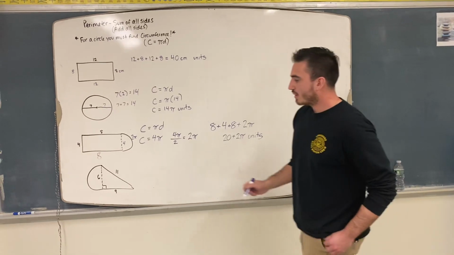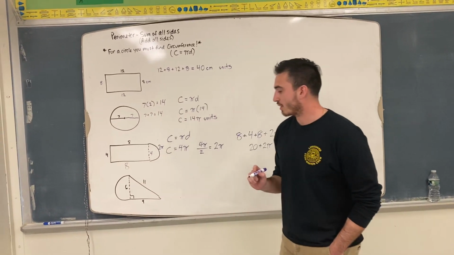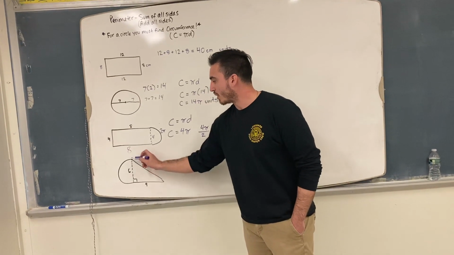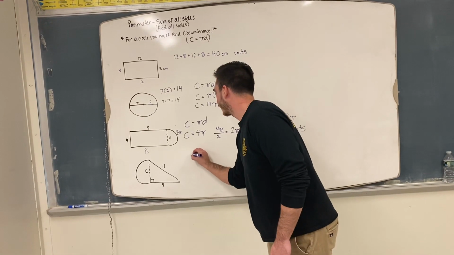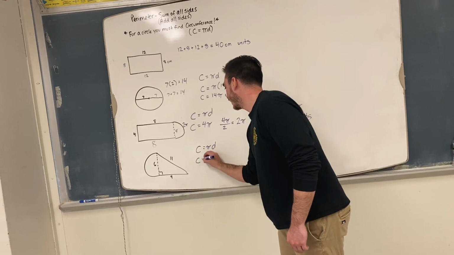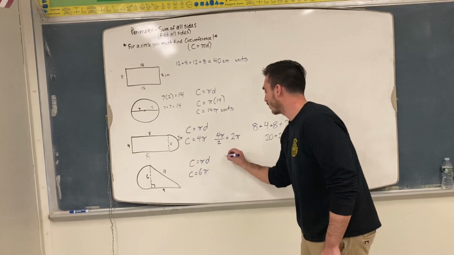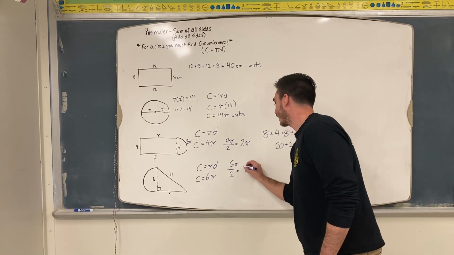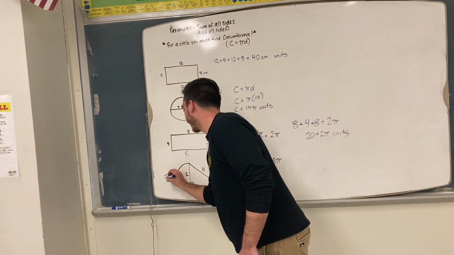And then for our very last one, we have a triangle with, again, another half circle. We have a dashed line here. We do not include this. So I'm going to figure out the circumference of my half circle first. So I have C equals pi d. So this is going to be C equals 6 pi. And since we have half a circle, I need to make sure I divide this by 2. So this is going to be 3 pi. So I'm going to label this 3 pi.